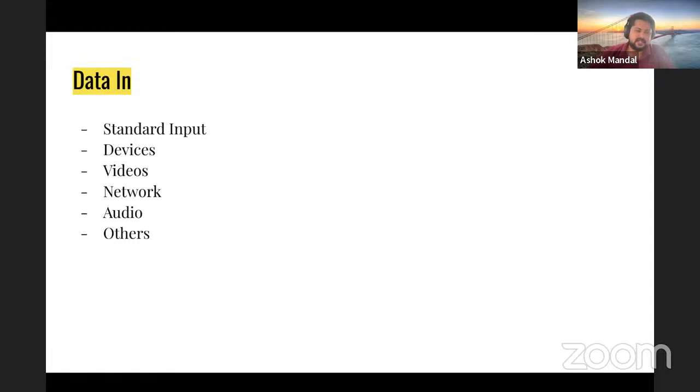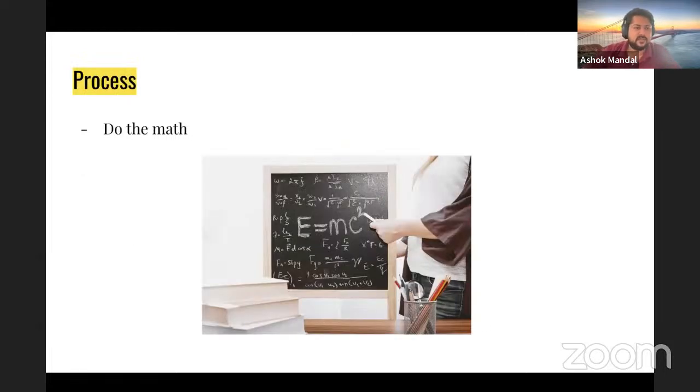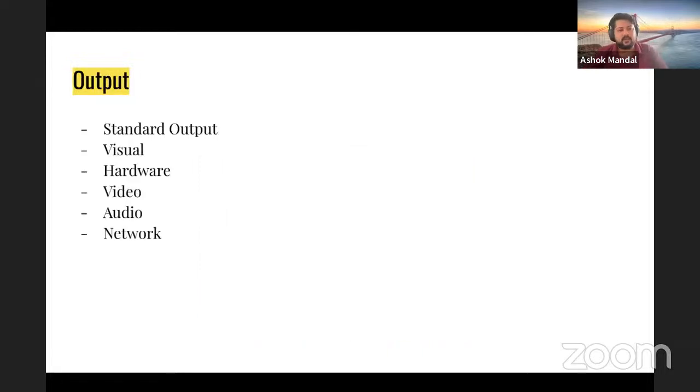So what kind of data can we get? We can get it from our standard input, which is text input from the console. We have devices, videos for processing, and the network, where the network card receives data. That's our input. Audio is another input, and there are a lot of other inputs we can have. For the process part, you do the math: you read the data, process it in a certain way, and then give the output. Output can again be standard output, visual, hardware, any kind of thing.